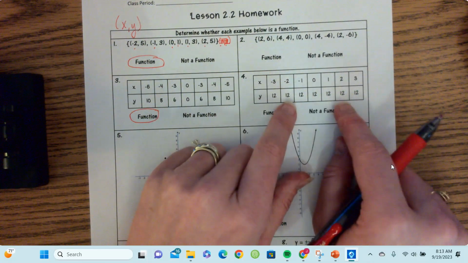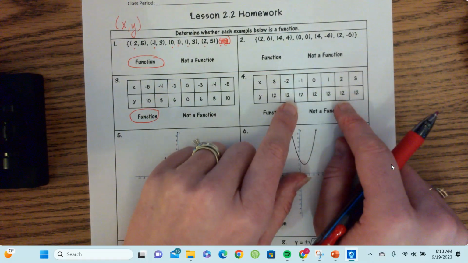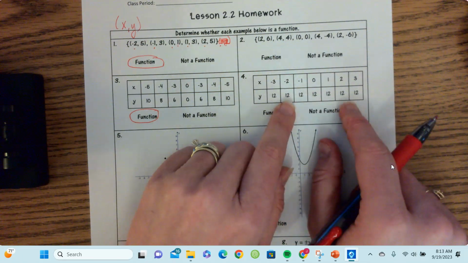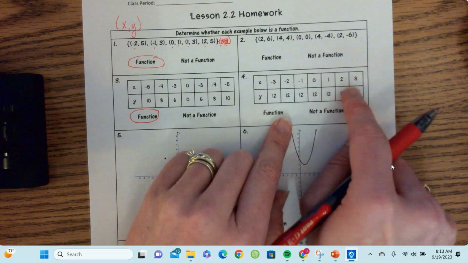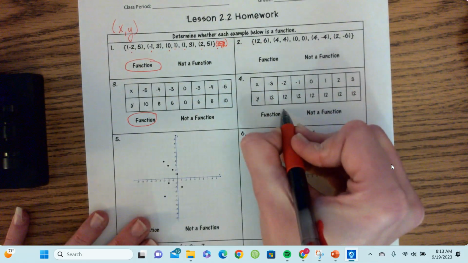What about this one? What about number 4? Function or not a function? Function. Y can repeat. That's fine. Nothing says the y can't repeat as long as this x doesn't.